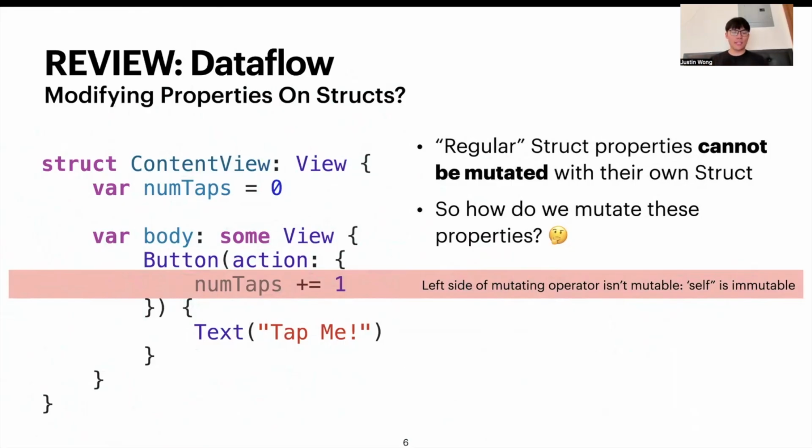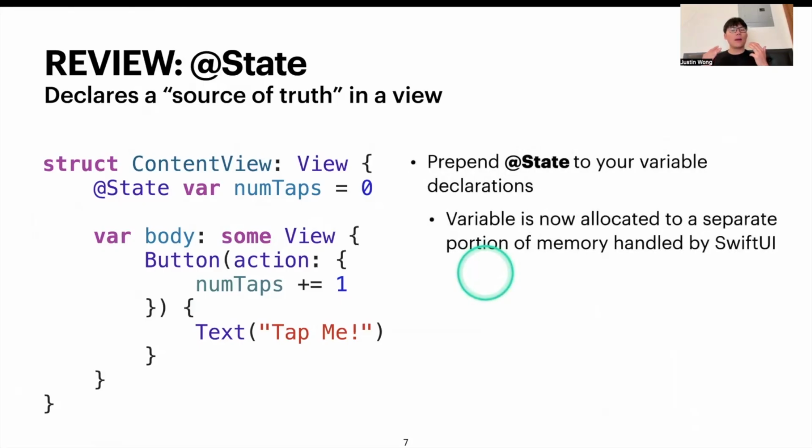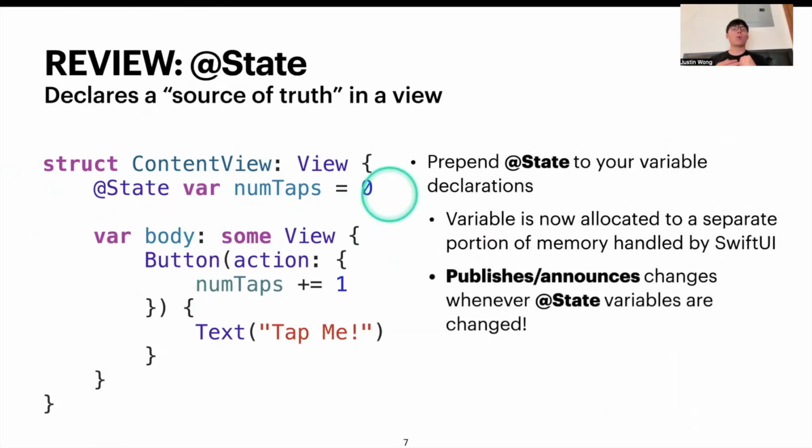So how do we mutate these properties? The simple answer is that we add this property wrapper called @State to numTaps. And what that does is that it allows the variable allocation to be handled by SwiftUI. So SwiftUI is going to manage the memory and lifecycle of this variable. And what that also gives us is that whenever this numTaps property's value changes, SwiftUI will announce it to whoever uses numTaps. In this case, this button.